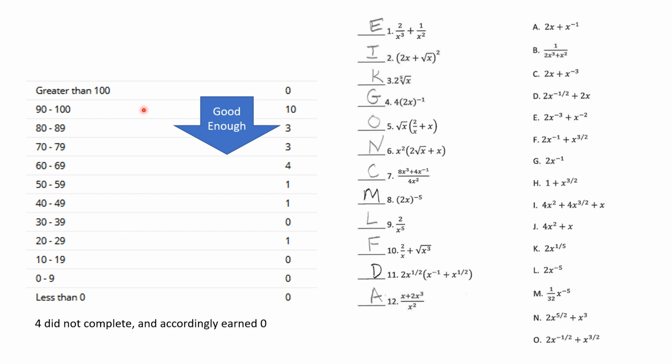But to move into some course where this is a prerequisite, you have to have an A, B, or C. So 16 of you had scores that were good enough. The others are looking to improve. There were 4 students who did not engage in this, and accordingly they earned a 0. Let's talk briefly about each of the problems.